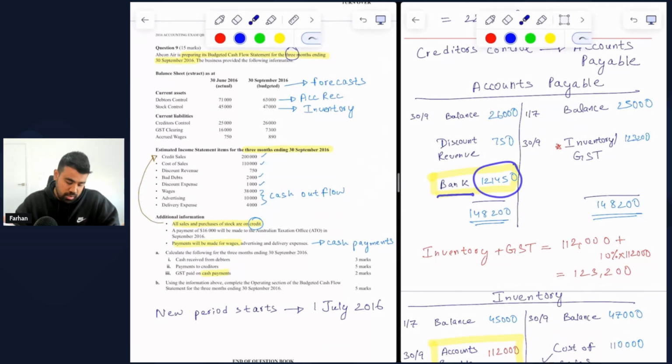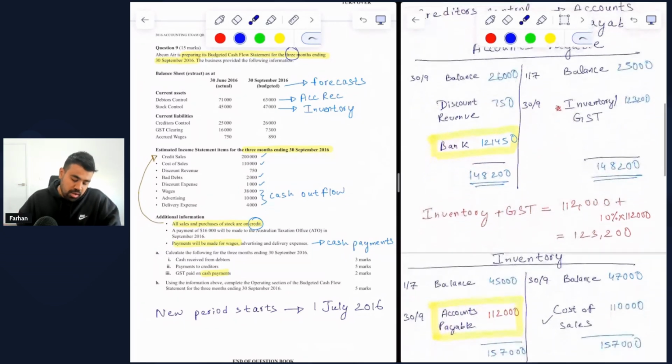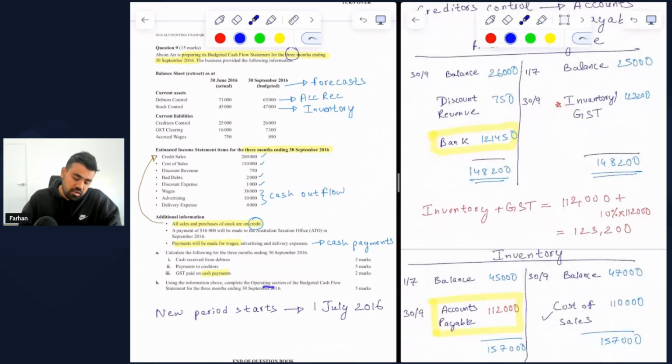And that's all for the first part, which is question A. And that's exactly how you get 10 out of 10 for the first part. Now let's discuss how we can complete the operating activities section of the budgeted cash flow statement for the 3 months ending 30 September 2016.